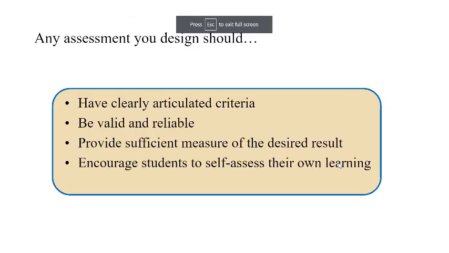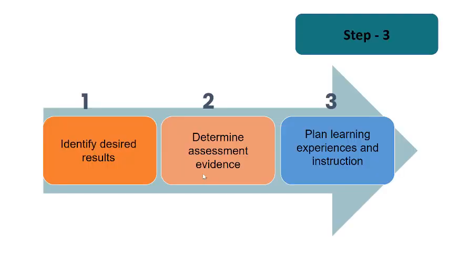Any assessment you design should have clearly articulated criteria. So the criteria should be visible to students, valid and reliable. When you write the description of your criteria, it should align to the skills and knowledge they have studied in the course, and also provide a sufficient measure of the desired result. It should be focused on the main goal of the assignment, and it also encourages your students to self-assess their own learning by understanding the criteria of the rubric.